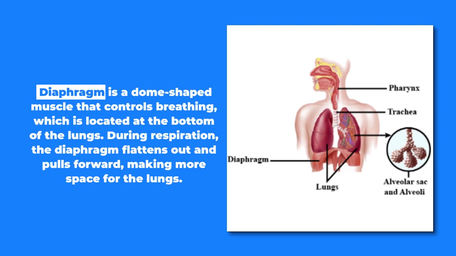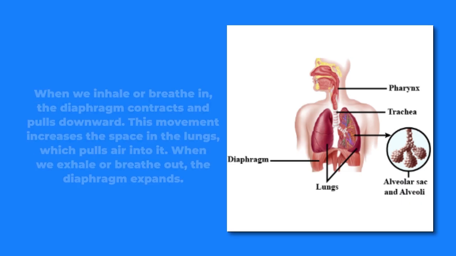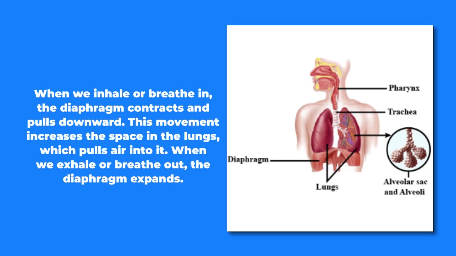Number 5, diaphragm. The diaphragm is a dome-shaped muscle that controls breathing, which is located at the bottom of the lungs. During respiration, the diaphragm flattens out and pulls forward, making more space for the lungs. When we inhale or breathe in, the diaphragm contracts and pulls downward. This movement increases the space in the lungs, which pulls air into it. When we exhale or breathe out, the diaphragm expands.